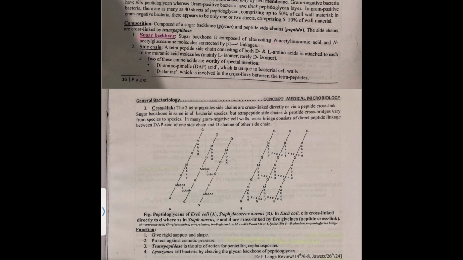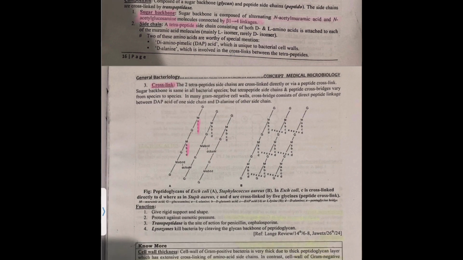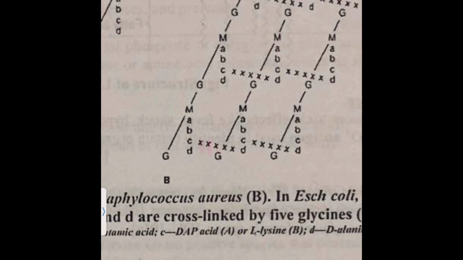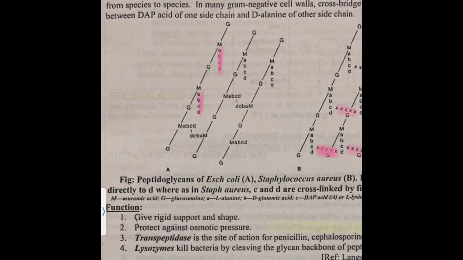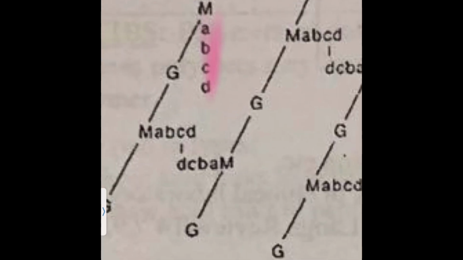Sugar backbone, NAM and NAG, N-acetylmuramic acid and N-acetylglucosamine, connected by beta 1,4 linkage. Side chain, which is a tetrapeptide, 4 peptides. You can see 1, 2, 3, 4, 1, 2, 3, 4 peptides. And these peptides are cross-linked. The tetrapeptide side chains are cross-linked by a peptide cross-link. You can see 1, 2, 3, 4, 5, the peptide cross-link. It is done by the transpeptidase enzyme, which is inhibited by penicillin and cephalosporin. And in case of gram negative, I said there is a direct connection.